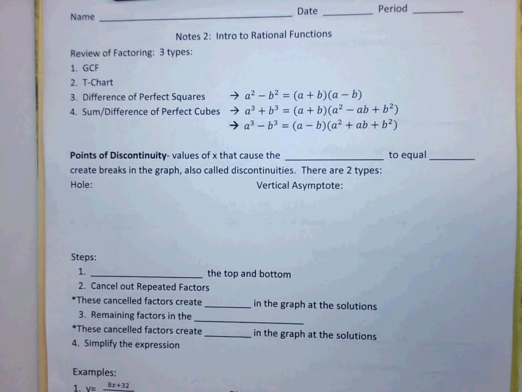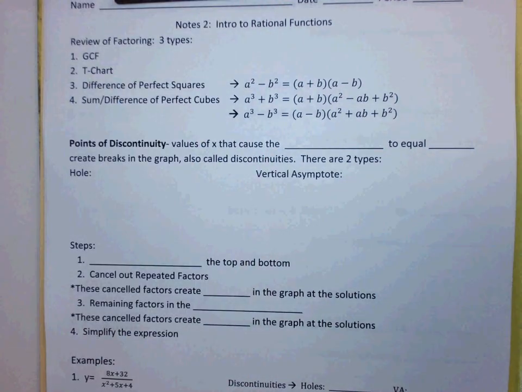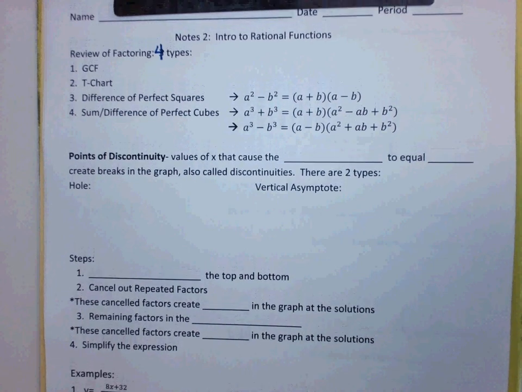You guys have notes today on rational functions. This is day 1. Tomorrow we'll add a little bit to it, but hopefully you guys will be able to understand everything through here. So there are 4 types of factoring. It says 3, there are 4 though.